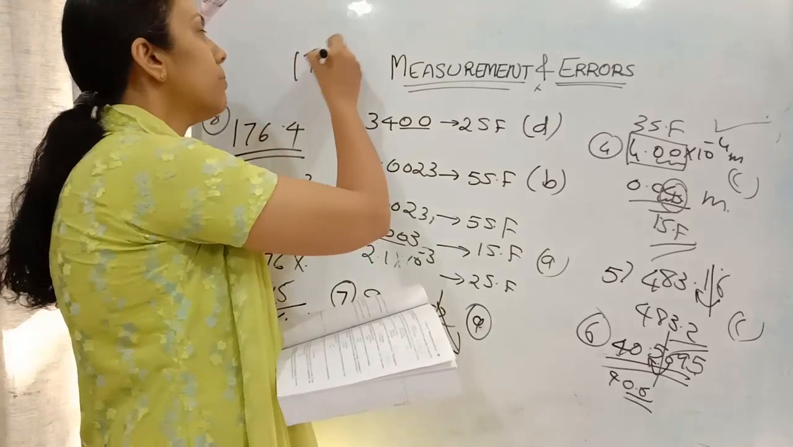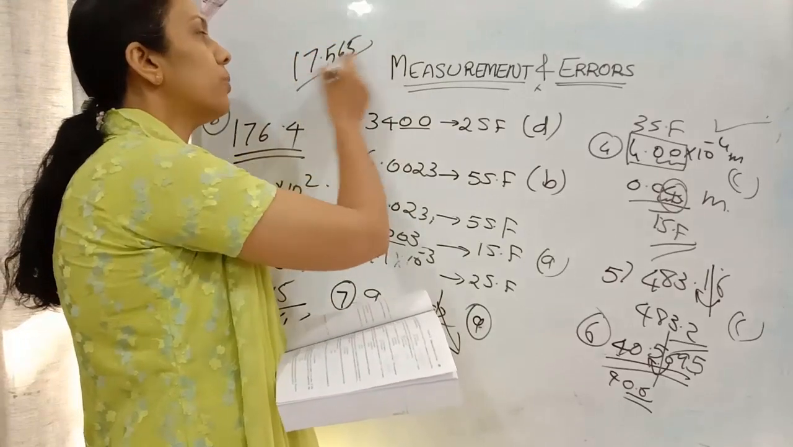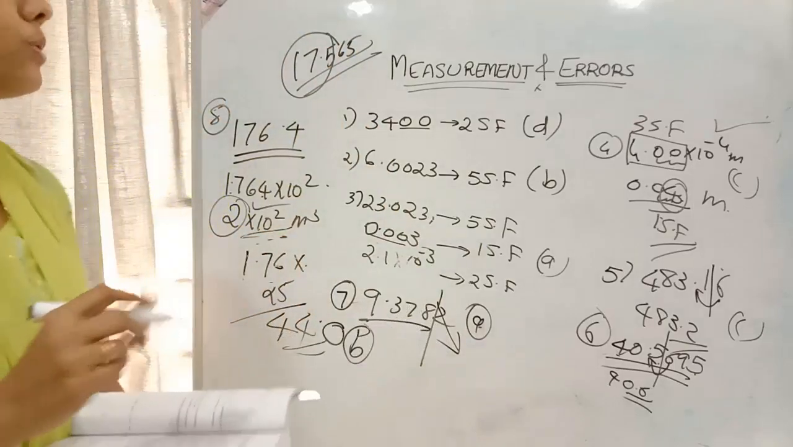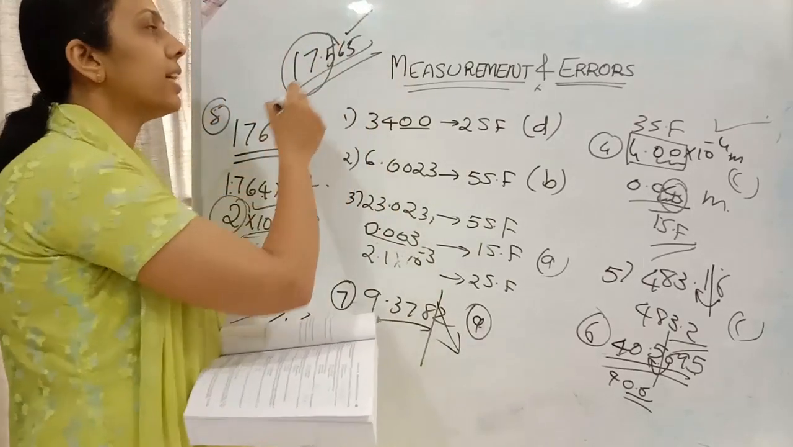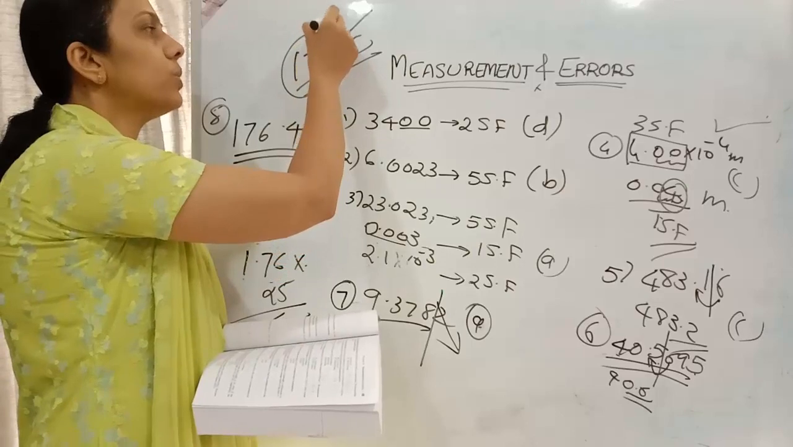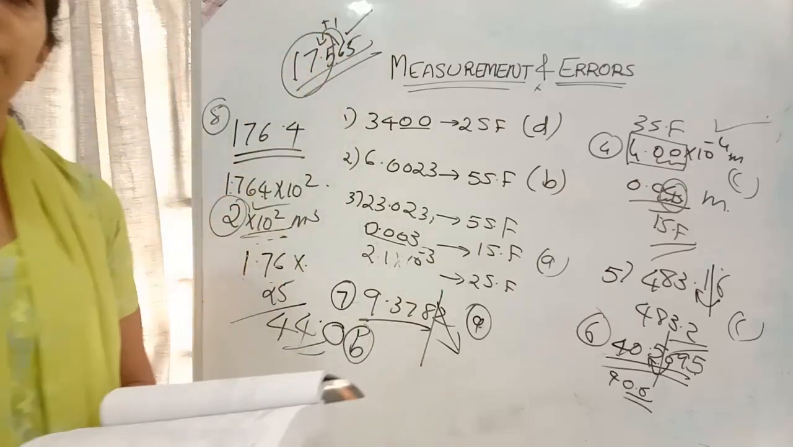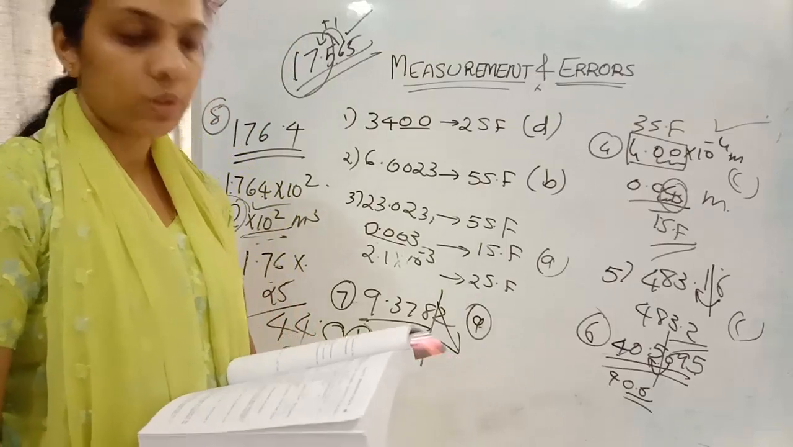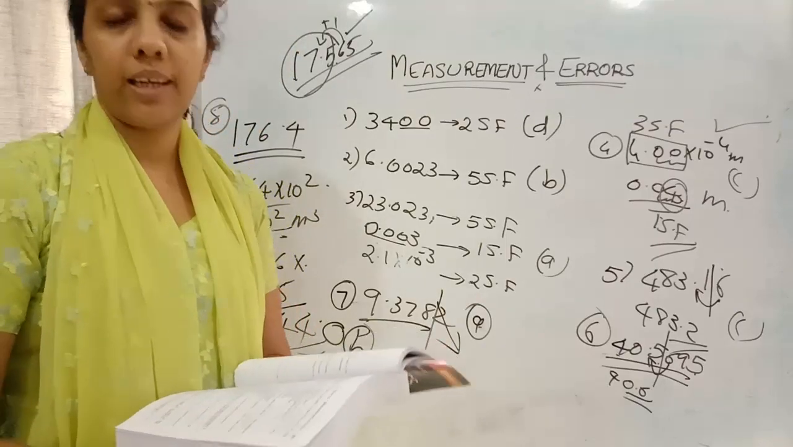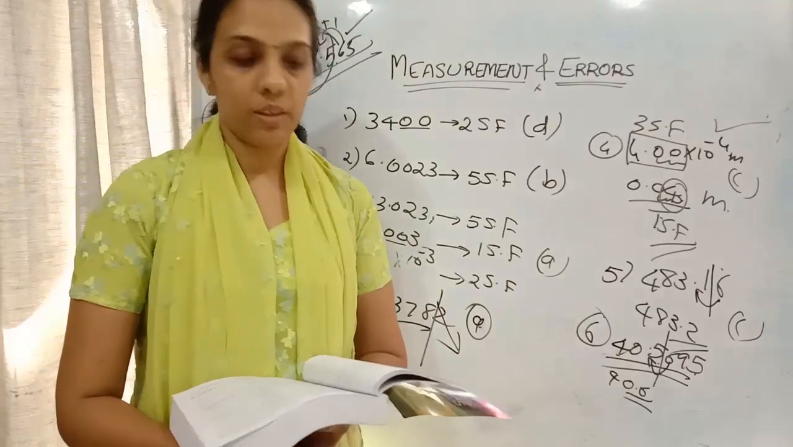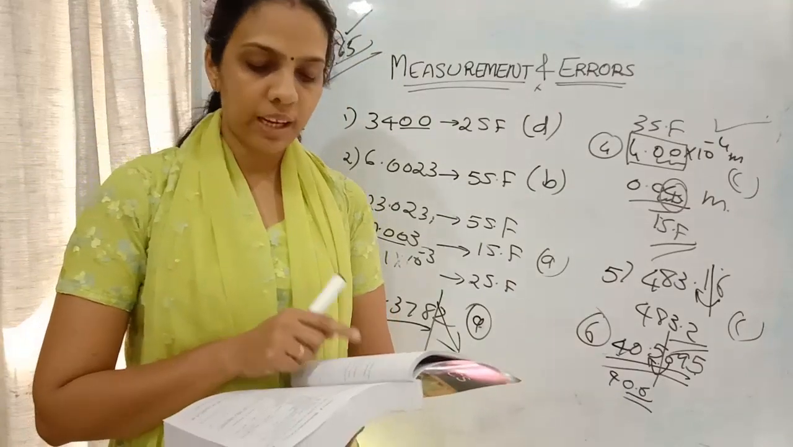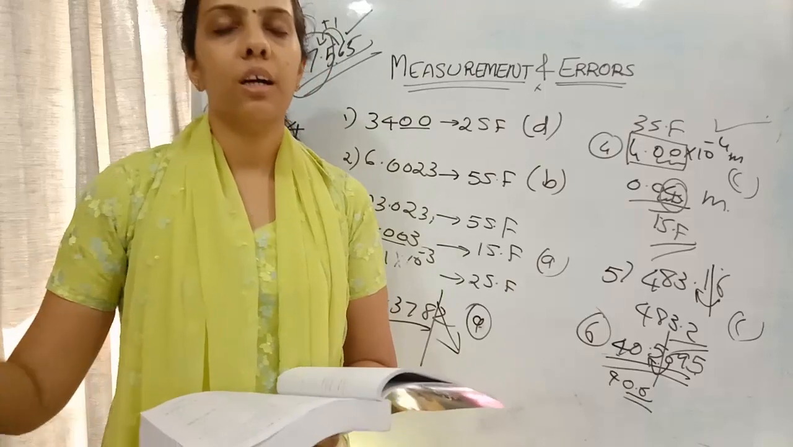While multiplying, you will get 17.565. For 3 significant figures, you should consider up to here. Since the next number is 5 or greater, we add 1 to this number. The final answer will be 17.6 kilogram meter per second. So the answer is A. In the assertion-reason type question also, that one I'll include along with today's exercise.